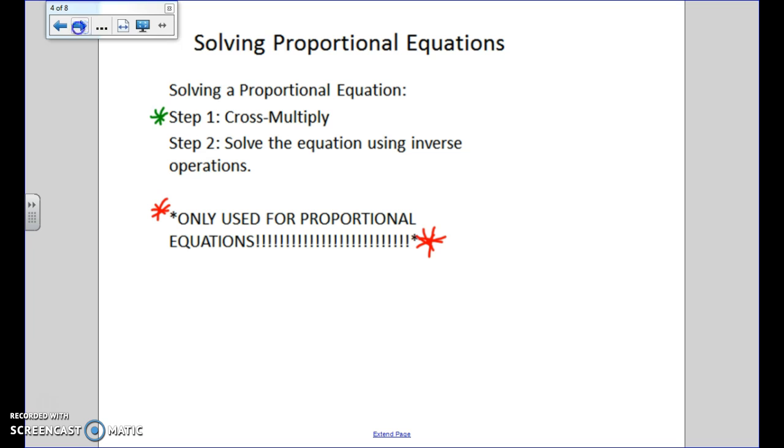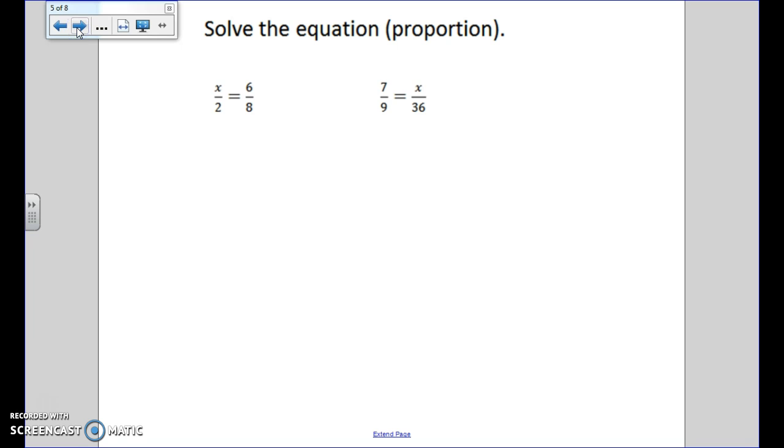All right, so let's take a look at some examples here. I want to be very, very clear. These are proportional because it is x over 2 equals 6 over 8. 7 over 9 equals x over 36. We are not taking x over 2, multiplying it by 6 over 8, okay? That is multiplying fractions. That is not solving proportions. We know how to do this already. This is a whole different thing. These are proportions.